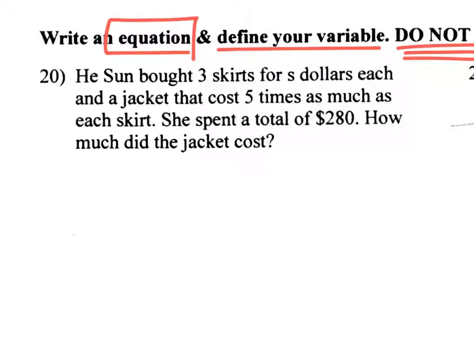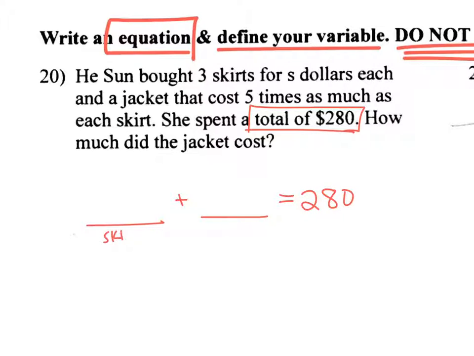Okay, so on this question, if you read, it says they give you a total. Remember, totals go at the end. So this is going to be equals 280. Anytime they give you a total, it's going to go at the end. Then they tell me that he's buying two different things, skirts and a jacket. So I'm going to add those together.